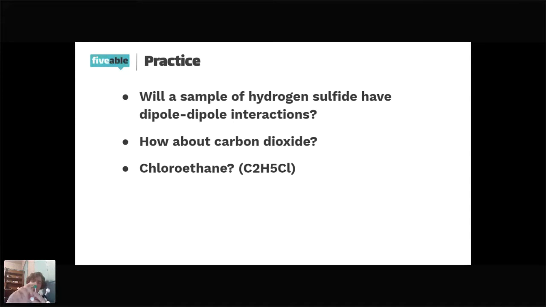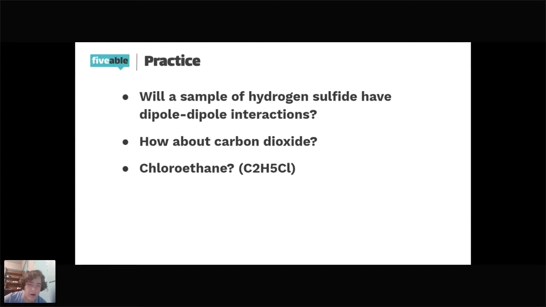And the C-Cl bond is polar, and there's nothing to cancel out this dipole moment right here. So that's why it would be polar, so a sample of it would have dipole-dipole interactions. Does that make sense?